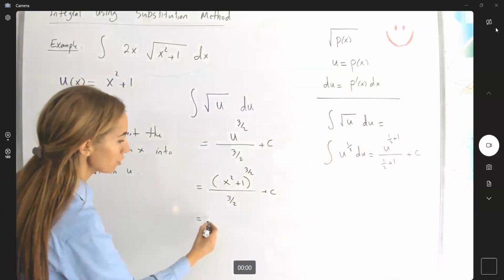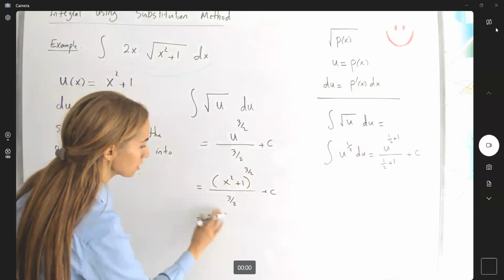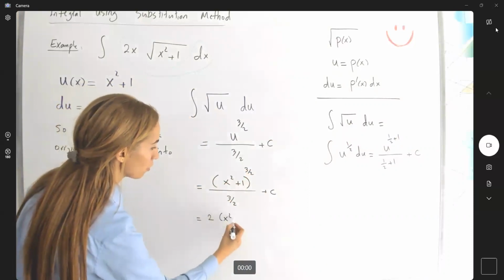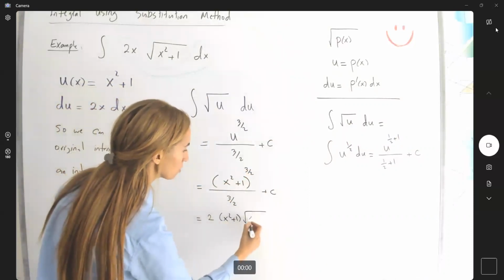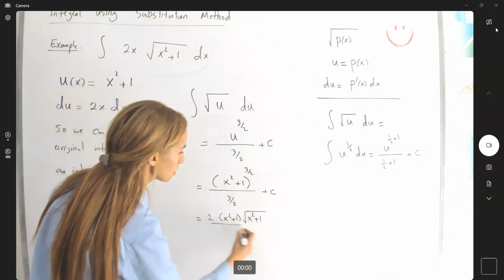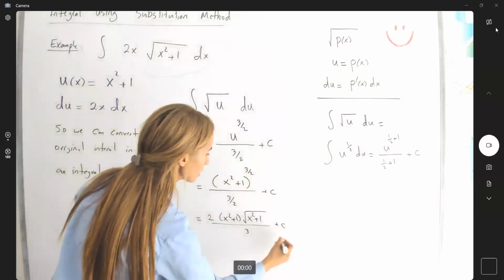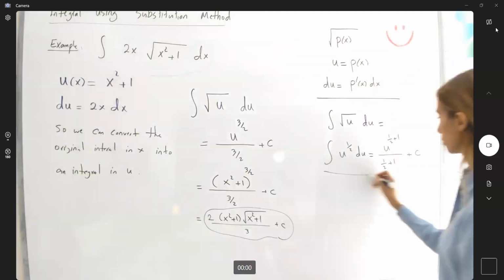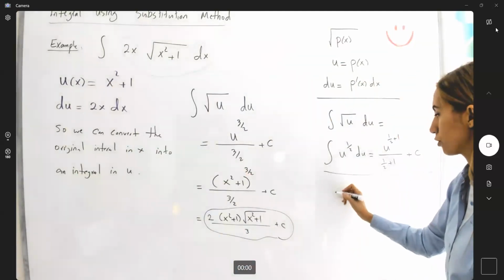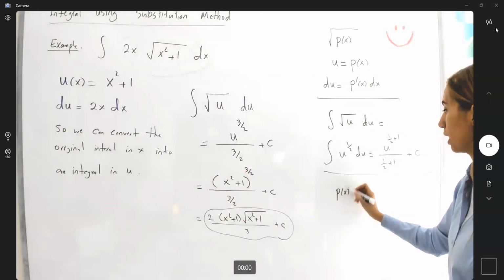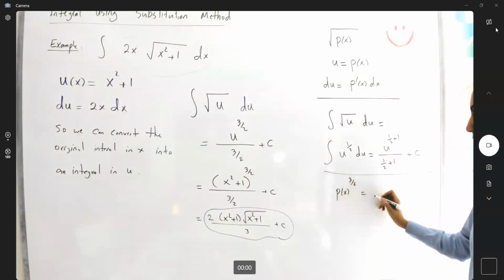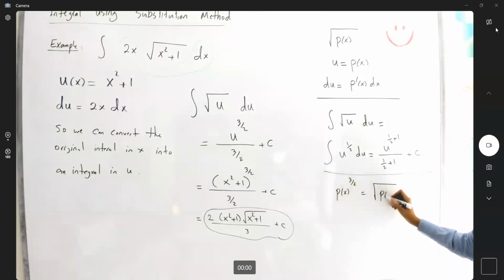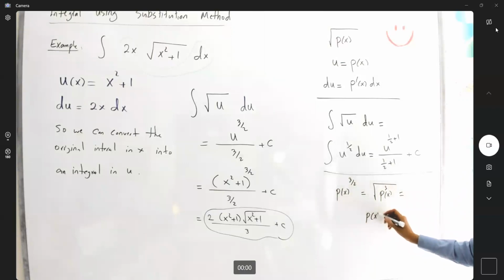Let's do a little bit of algebra. 2 times x squared plus 1 times square root of x squared plus 1 divided by 3 plus constant of integration. Again, if you go back to algebra, if you have, for example, a quantity to the power 3 halves, this is actually the square root of p of x to the third, which can be written as p of x times square root of p of x.